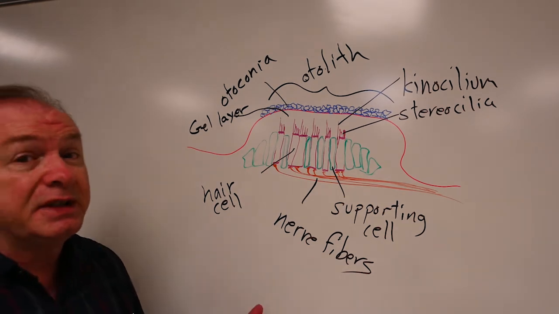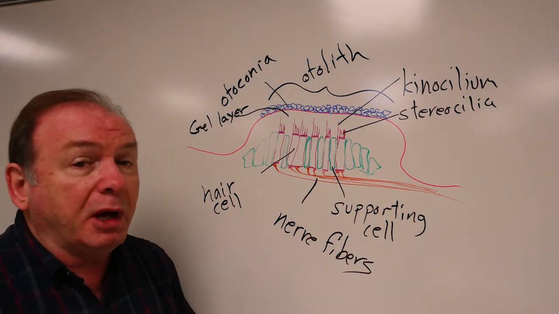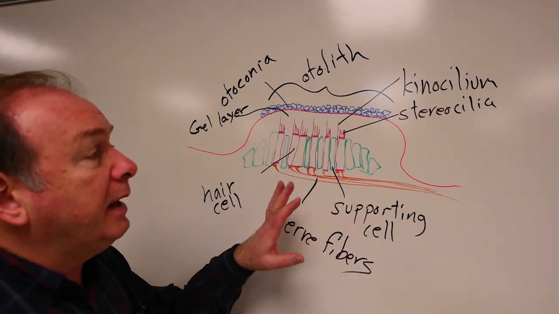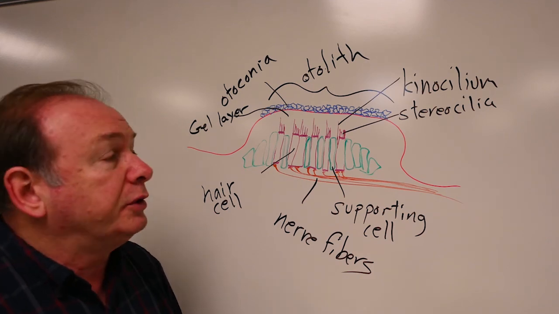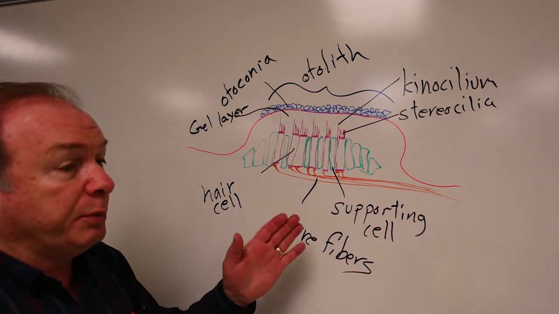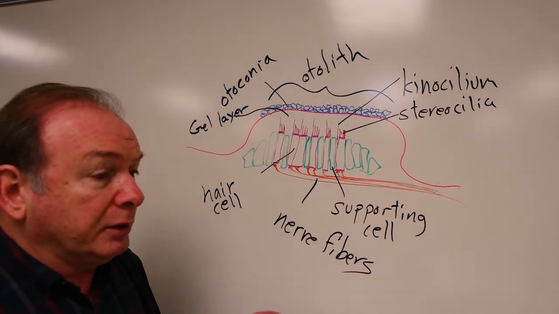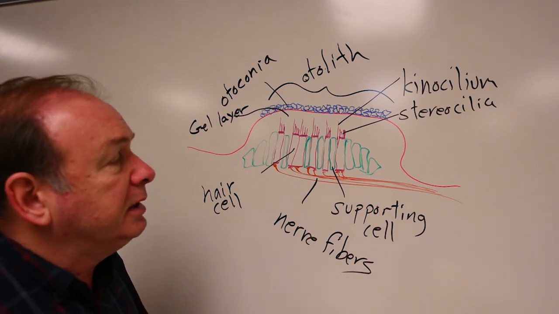So this is our sense of static equilibrium. We know where we are with respect to gravity. What's up and what's down is basically what this organ tells you. And they are situated in different planes on different walls of the utricle and saccule. So one would be in one plane, one in another plane, and so no matter where you are, you know where you are with respect to gravity.